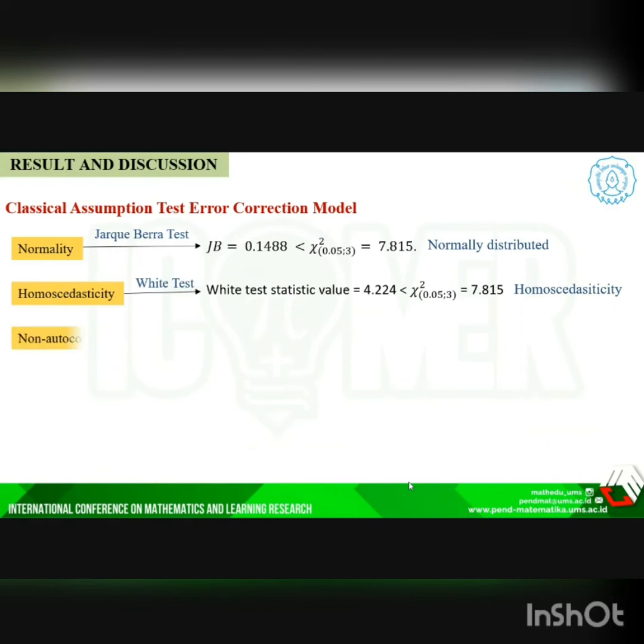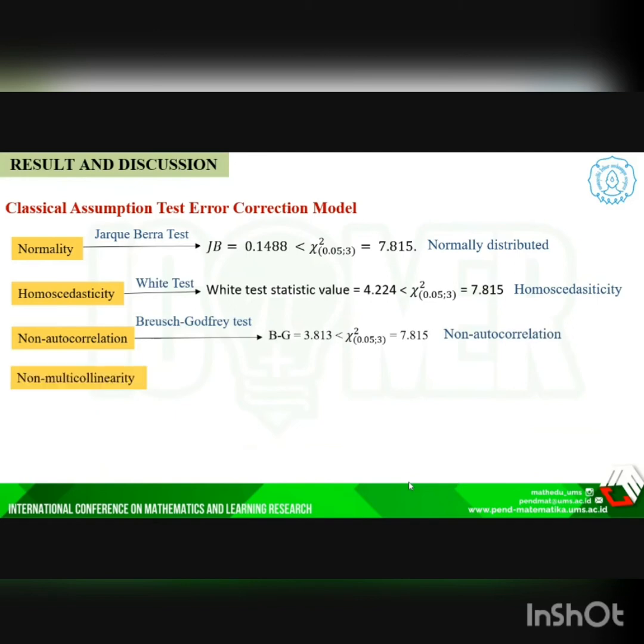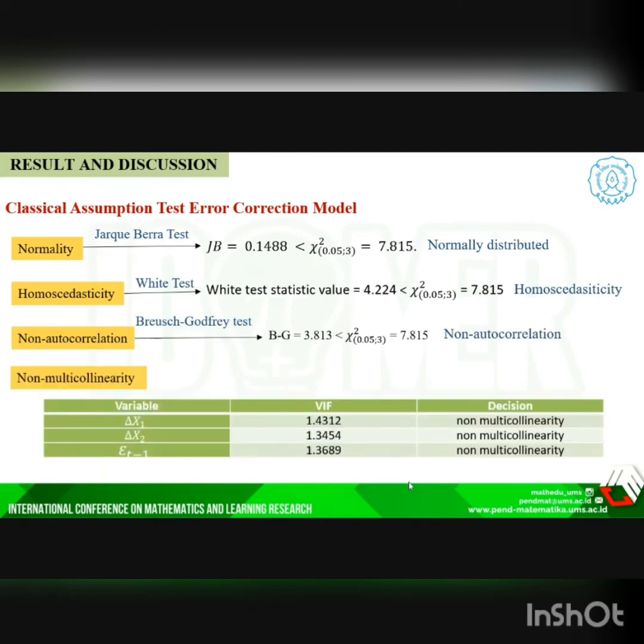Next, non-autocorrelation assumption. Testing this assumption is done by using the BG test. The result of BG test is as shown on the slide. It means there is no autocorrelation in the error. The result is as shown on the slide. Because its variable has a VIF value less than 10, the non-multicollinearity assumption is met. Thus, the error correction model satisfies four classical assumptions.